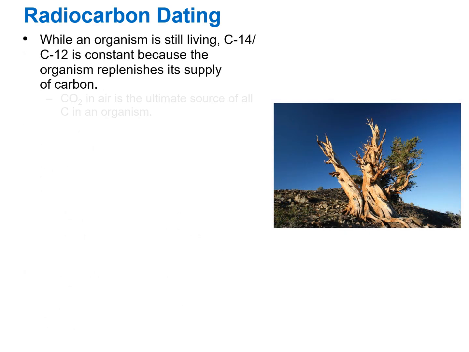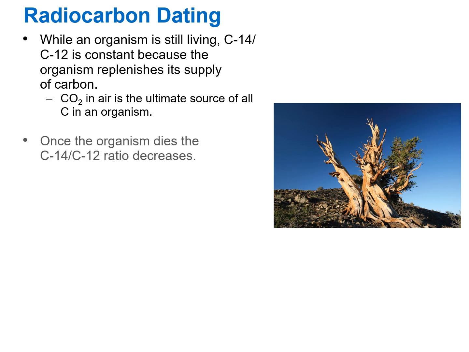Now, when an organism is living, it's constantly moving and using and dealing with carbon. And so within living organisms, the ratio of C14 and C12 is constant. And it's being replenished because of the presence of CO2 in the air, as well as within the organism. Most organisms use oxygen and create carbon dioxide. So carbon dioxide is always going to be present in living organisms on this planet.